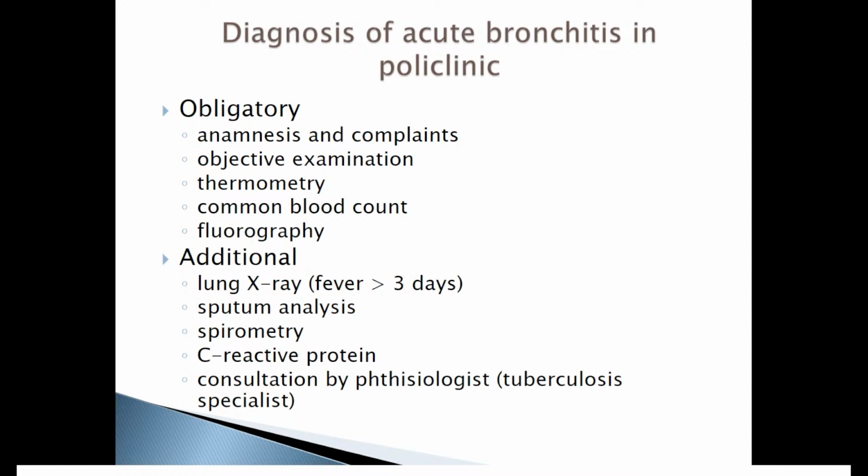Diagnosis for acute bronchitis in polyclinic in Russia rules. What is obligatory to do? To speak with patients, to make an objective examination of, first of all, the respiratory system, to do thermometry, to do a common blood count, and to send the patient to fluorography. If fever lasts more than 3 days, instead of fluorography, better to do lung X-ray. Sputum analysis is not necessary. Spirometry, C-reactive protein, and consultation by a tuberculosis specialist are not necessary, only if you suspect some other disease for differential diagnosis. And also you have to do, now we may add, saturation level, as an obligatory diagnostic method if you suspect acute bronchitis.